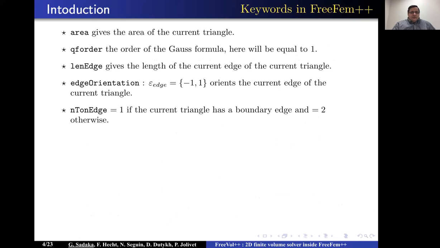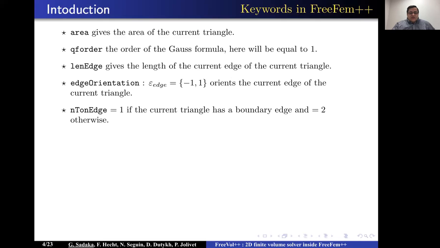We have some keywords in FreeFEM. The area, which gives the area of the current triangle. QF order for the Gauss formula, here it will be equal to 1. Len edge is the length of the current edge of the current triangle. Edge orientation: we need to know the orientation of the edge, which is -1 or 1.